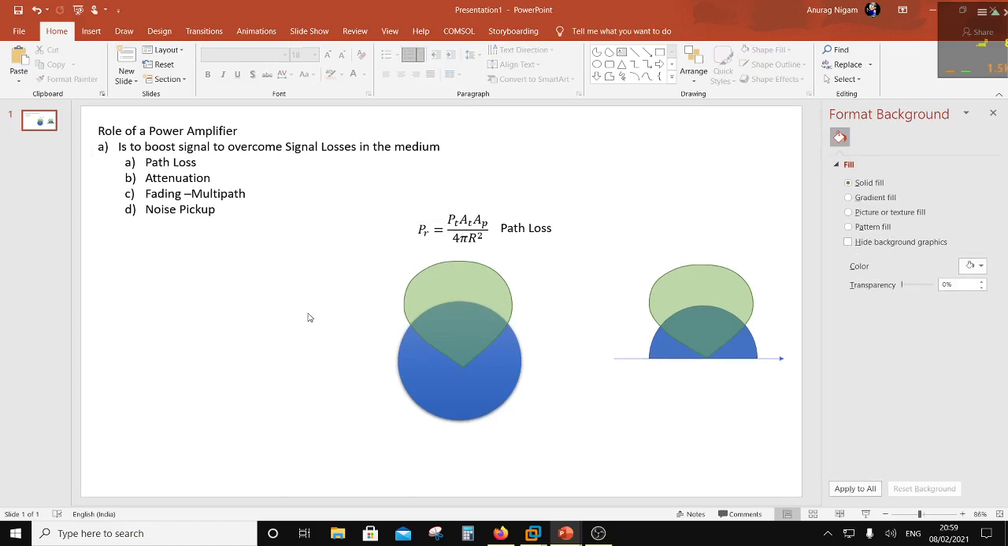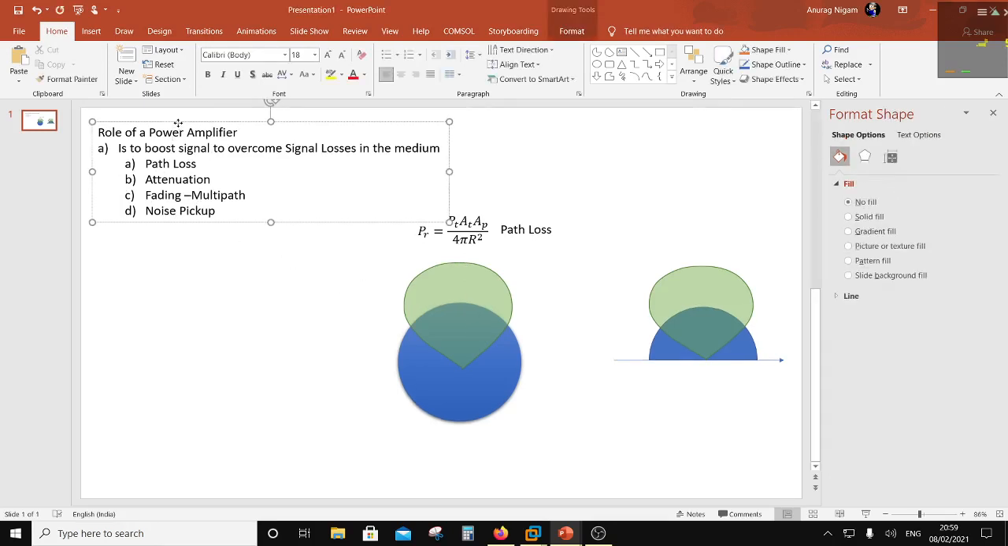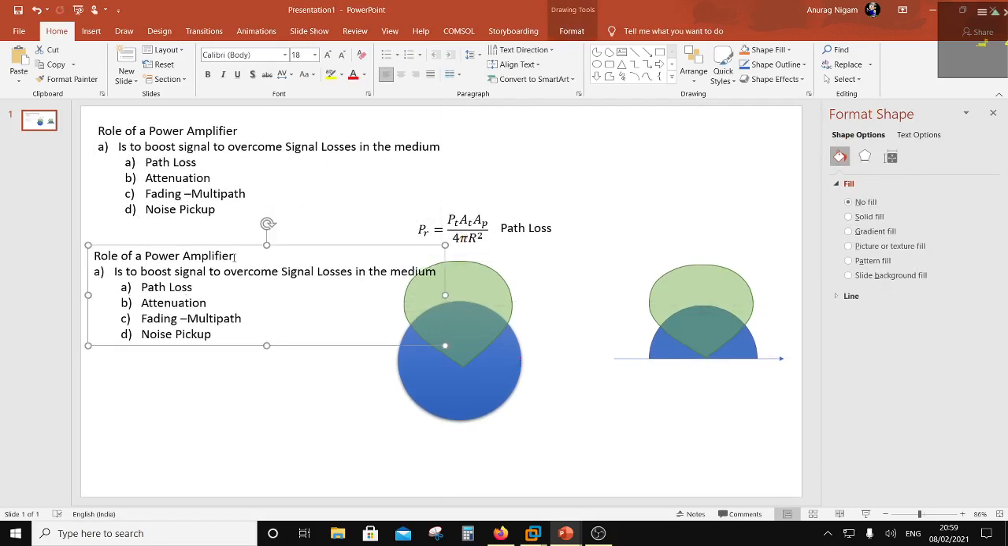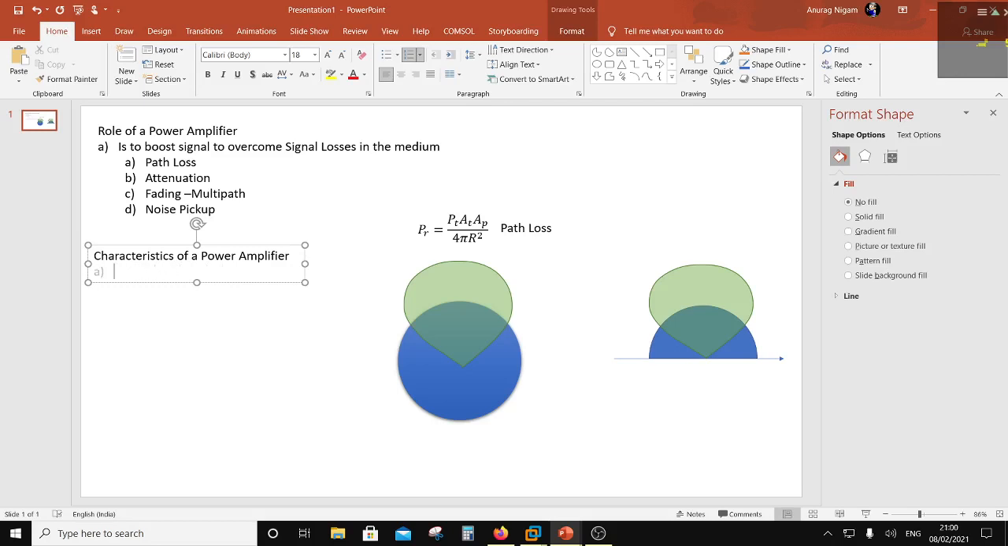Now let's see what the characteristics of a power amplifier are. One of the characteristics of a power amplifier is the power level, that is, the output power. And what does the output power depend on? It depends on the desired signal to noise ratio at the receiver, or receiver sensitivity to be specific, and the maximum distance. These are the two factors.